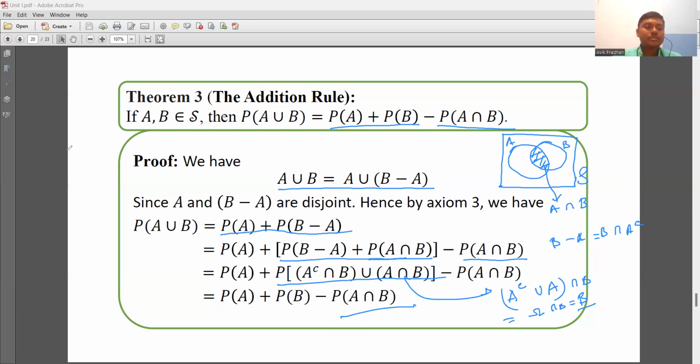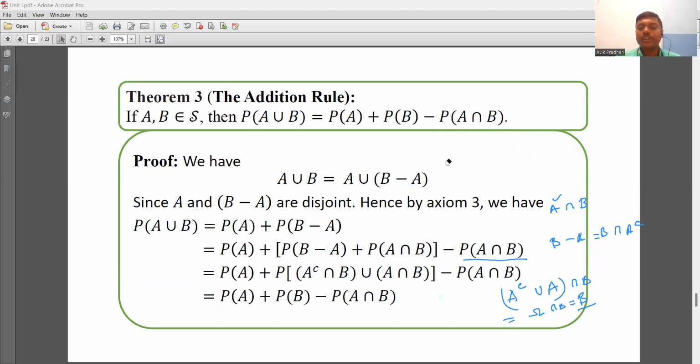Okay, so the addition rule actually helps us in many places to find the probability of some events where we have two events for which the probability is known. In that case, we can find the probability of the union of those two events by using this idea.